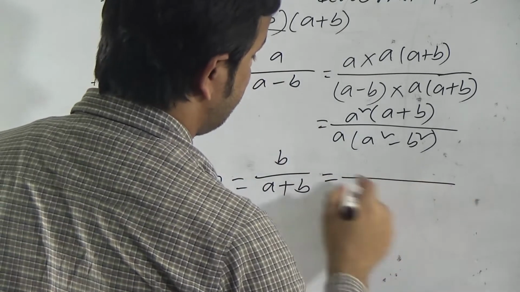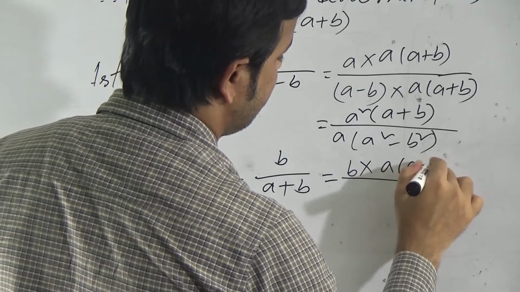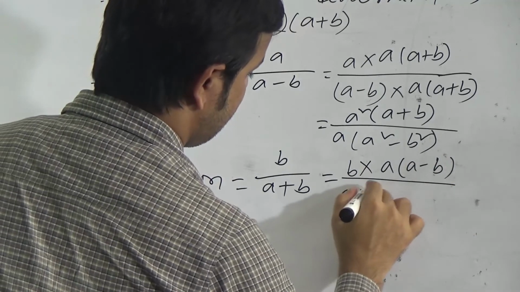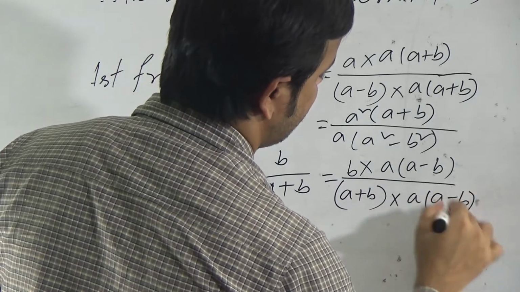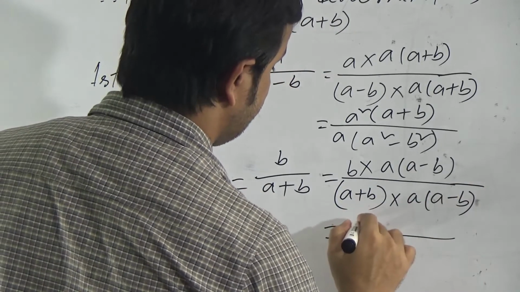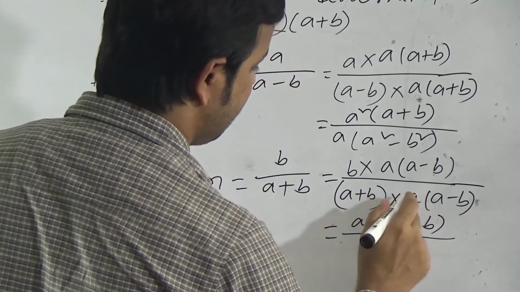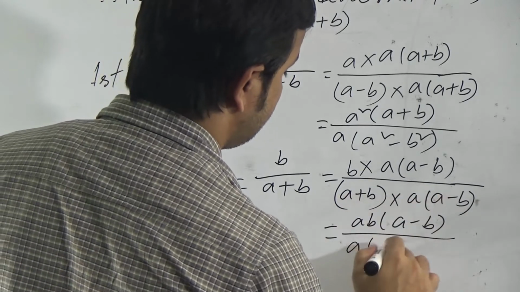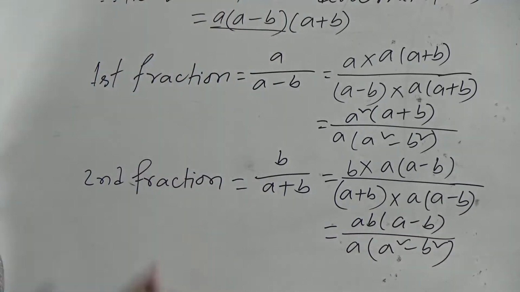We need to multiply both the numerator and denominator by the quotient. So we can write here a plus b, a into a minus b. So we will get the second fraction: ab into a minus b in the numerator, and the denominator will be first a, and then apply the formula, that will be a square minus b square. This is our second fraction.